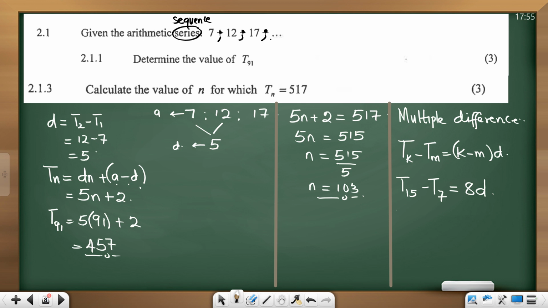And don't forget that if I say T15, for example, it is A plus 14D, because it is 15 minus 1. You wrote the formula A plus n minus 1 d. T7, what is T7? A plus 6D. Guys, these are things that should be flowing out of you as normal as your good morning. All these formulas should flow out of you if you have been practicing.